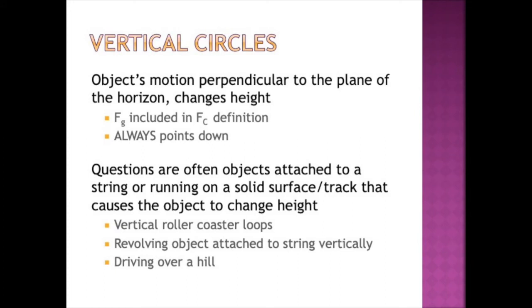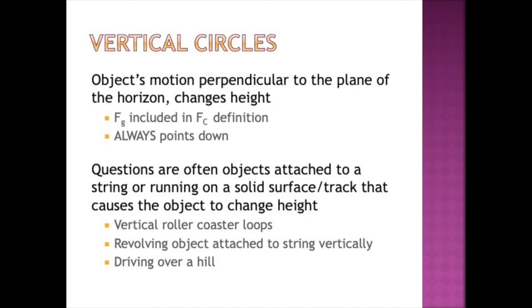So with vertical circles, instead of dealing with something that's parallel to the plane of the horizon, we're going to deal with something that's perpendicular. And all that means is when you're swinging it, you're going to swing it vertically such that it's going to change height, and Fg is now going to be a factor. It's important to remember again that Fg is sometimes going to point in the same direction as the centripetal acceleration, and sometimes it's going to point against the centripetal acceleration. That's just depending upon where it is in its path. The key thing to remember, though, is that Fg is always pointing down. So no matter what, make sure you draw that Fg pointing down, whether it's towards the center or away.